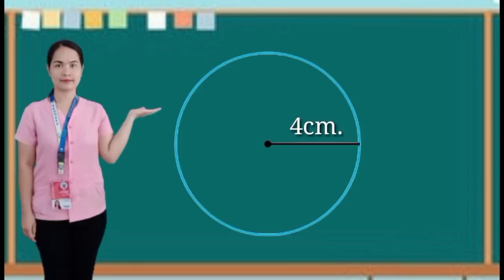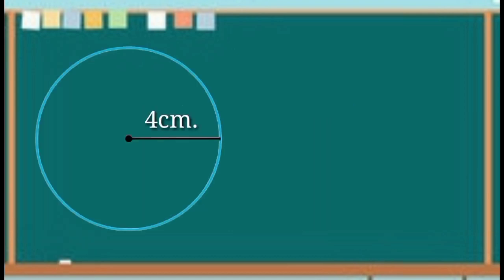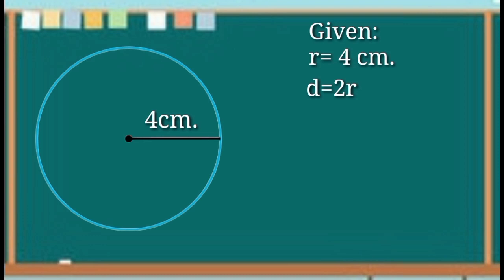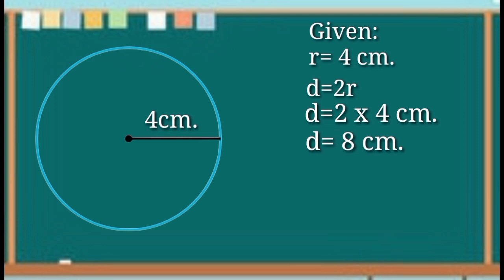Let's have our next example. Find the circumference of this circle. So our given here is radius. So we need to find the diameter. We all know that the diameter is twice as long as the radius. So we have our given: radius equals 4 centimeters. Let us find the diameter. The formula in finding the diameter is D equals 2R or 2 times R. Let's substitute. D equals 2 times 4 centimeters. Let's multiply. D equals 8 centimeters.